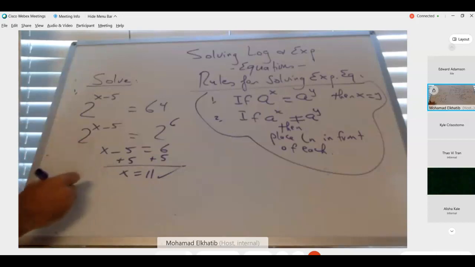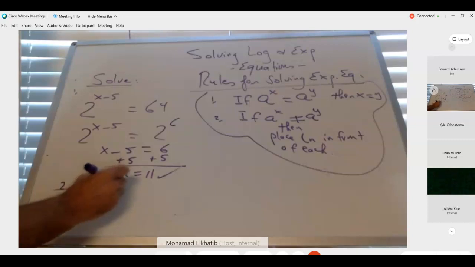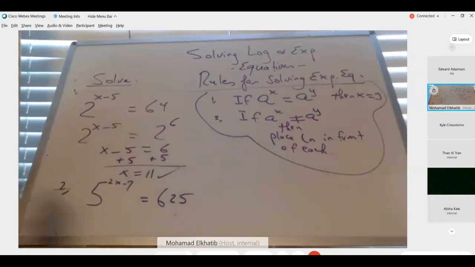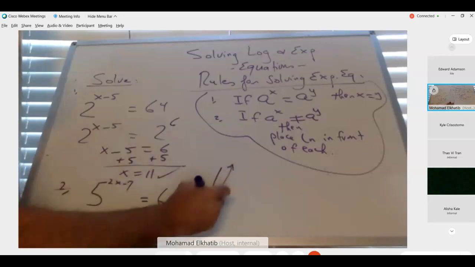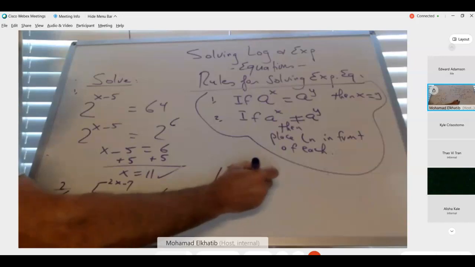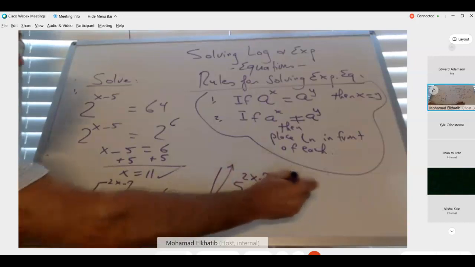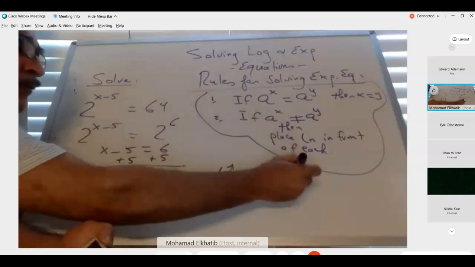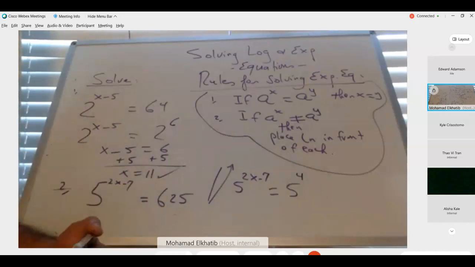Okay? So let's say I have another problem here. 5 to the 2x minus 7 equals 625. So I'll leave it 5 to the 2x minus 7. Now I want to see if I can make 625 a power of 5. I go to the calculator and ask, how many times do I need to multiply 5 by itself to reach 625? 5 times 5 times, 4 times. Well, let me see. Let's see if 5 to the power 4 gives me 625. 5 to the power 4 equals, yep.